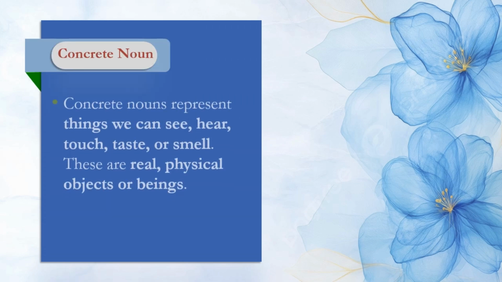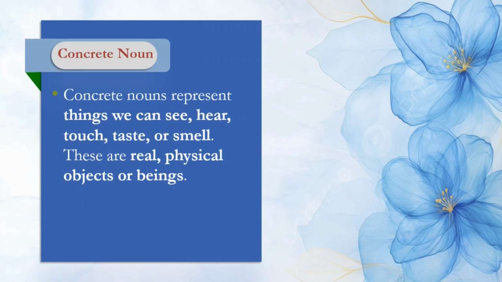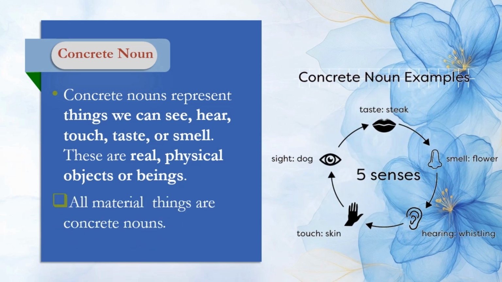Concrete nouns represent physical things we can perceive with our five senses, objects we can see, hear, touch, taste, or smell. Tasty steak. Small flower. Whistling tea kettle. Sleeping dog. Leather trousers. Wool scarves. These are all examples of concrete nouns, real, tangible things we can experience directly through our senses.